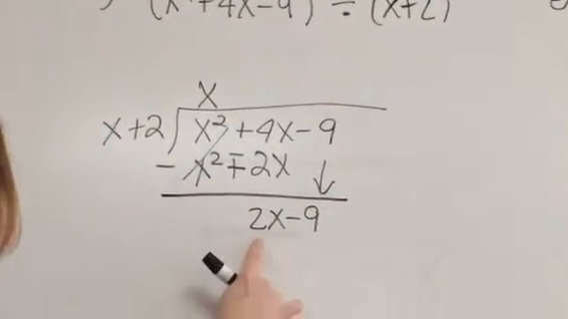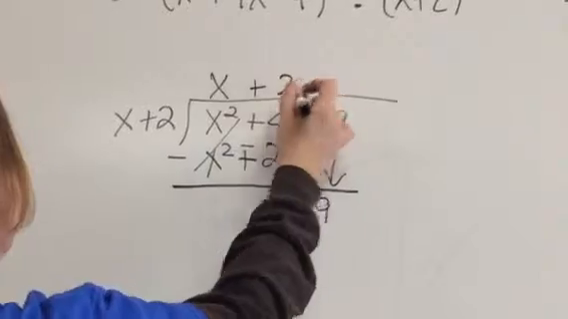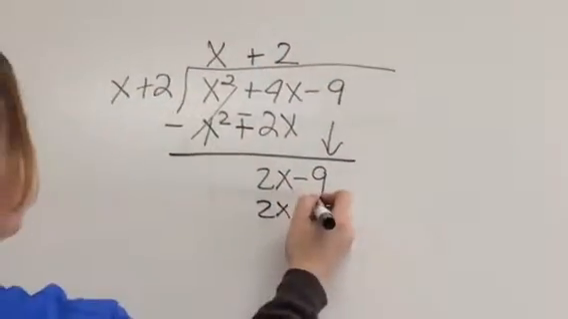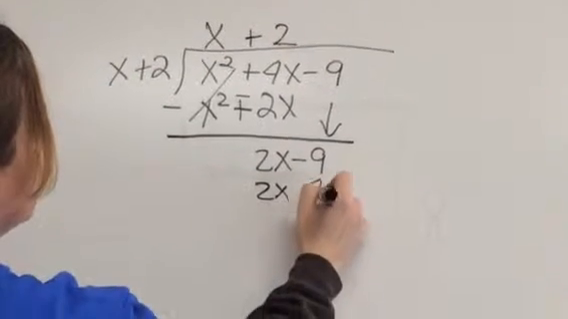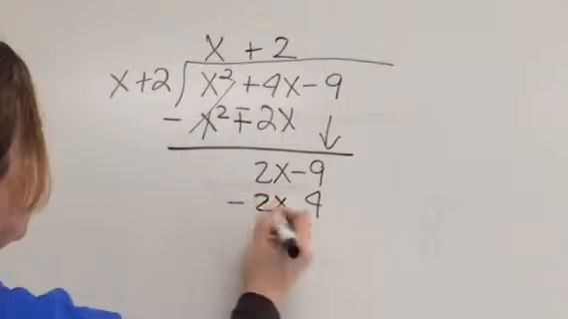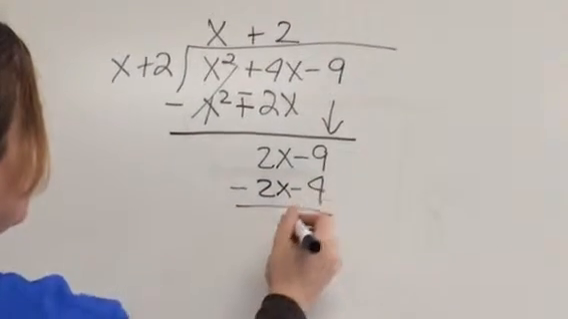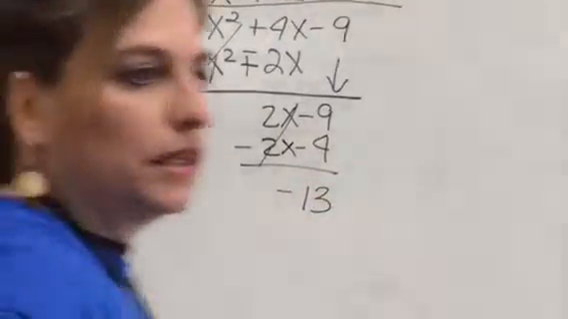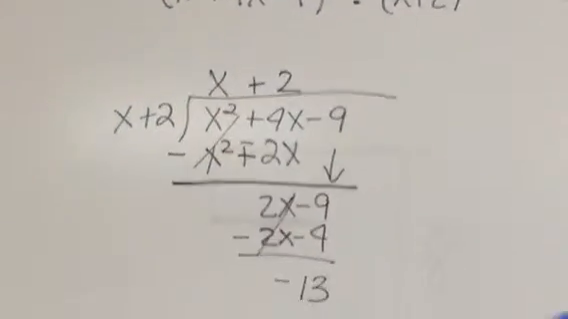X goes into 2x plus 2. 2 times x is 2x. 2 times 2 is 4. And then it's going to be a negative because you make it negative. So the 2x's cancel, and you have negative 13.